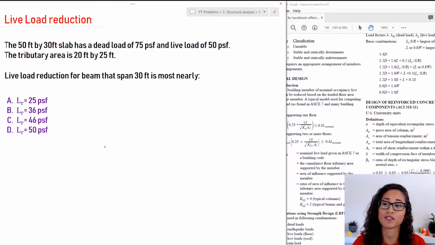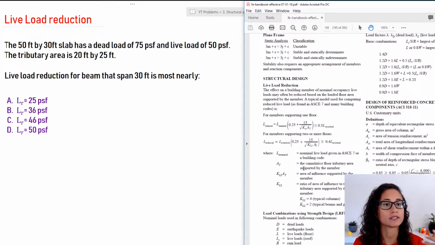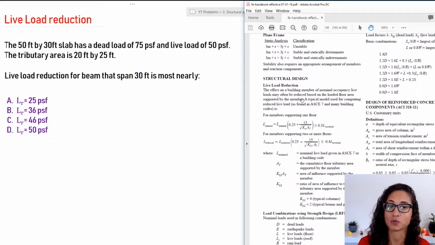Okay, so we are given a 50 feet by 30 feet slab, dead load 75, live load of 50, the tributary area is 20 feet by 25 feet, and we need to calculate the live load reduction for the beam, and it has a span of 30 feet. So the first thing you probably would do is type in live load reduction, or maybe just live load, or just remember that I covered it, and it's going to be in the structural design section, on page 158.